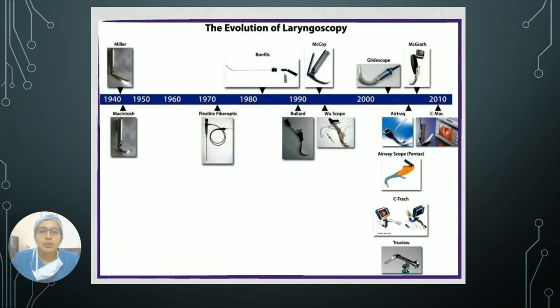Evolution of the laryngoscopy started from 1940 with the normal blades. Then the first flexible fiber optic in around the 1970s. Then the Bullard laryngoscope in the 1990s. Then we have the AirTraq and C-MAC, which have evolved in 2010.